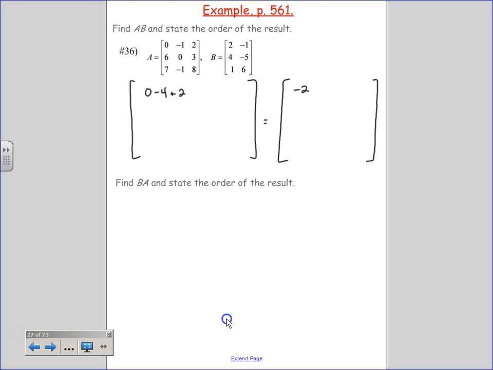Oh, did you guys figure out, is it legal? Yes. He's a 3 by 3 and he's a 3 by 2. So those are going to match, so I'm good to go. What's my answer going to be? A 3 by 2. All right, cool, kids.